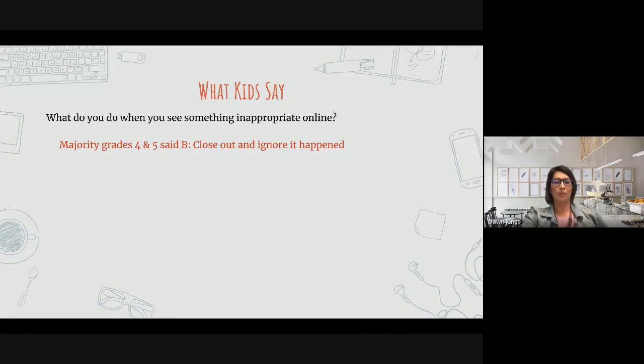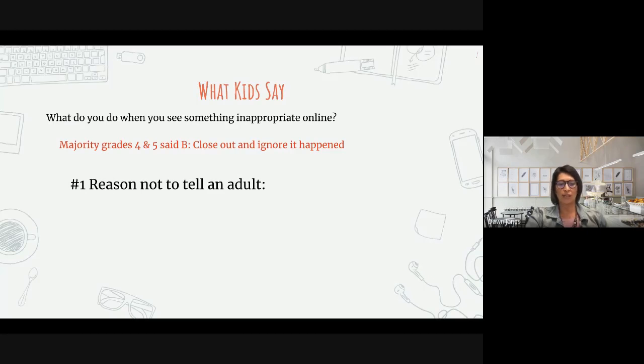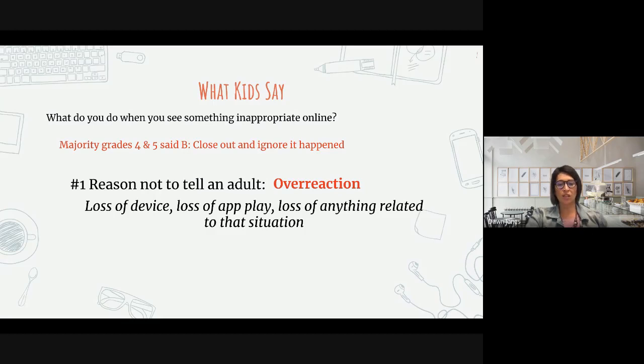All right, so what do kids say? We'll go back a little bit. What do kids say? They close out and ignore. Number one reason not to tell an adult is overreaction. Loss of device, lots of app play, lots of anything related to that situation. Reason number two, not to tell an adult, embarrassment.